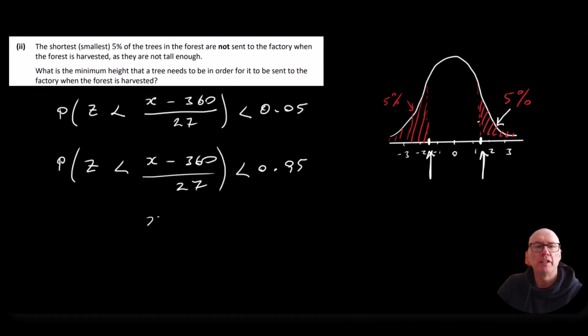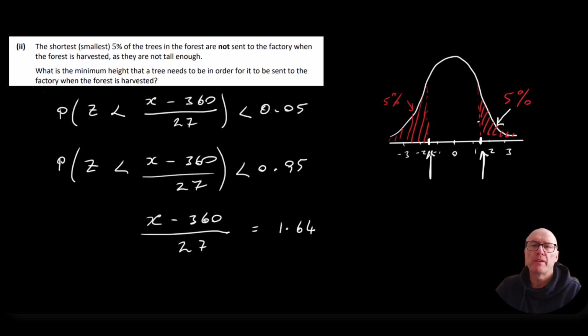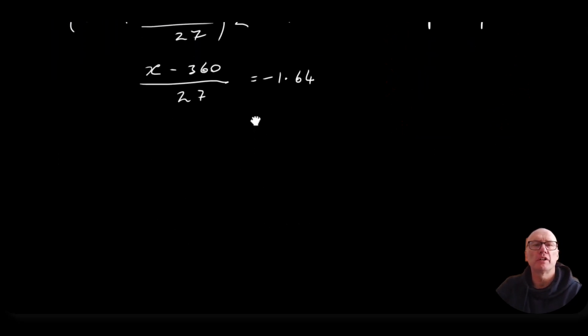So in other words, the X minus 360 divided by 27, that Z value is actually 1.64 on this side of the graph. However, our Z value, the one that we actually need, is this one down here. We actually need minus 1.64. So all we've really got to do is solve this for X. So what you need to do is multiply both sides by 27 and then add 360. That will give you an X value or a tree height of 315.72 centimeters. So trees smaller than this will not be sent to the factory.